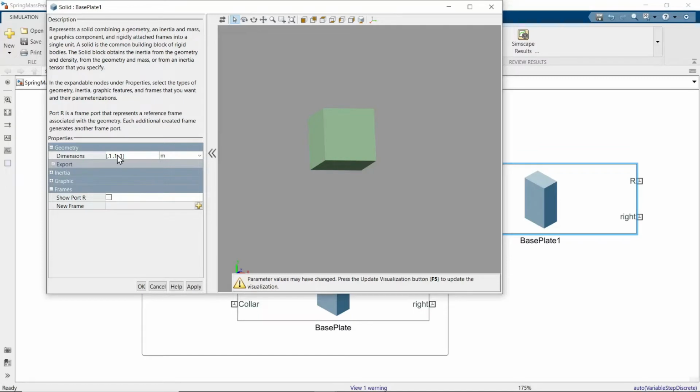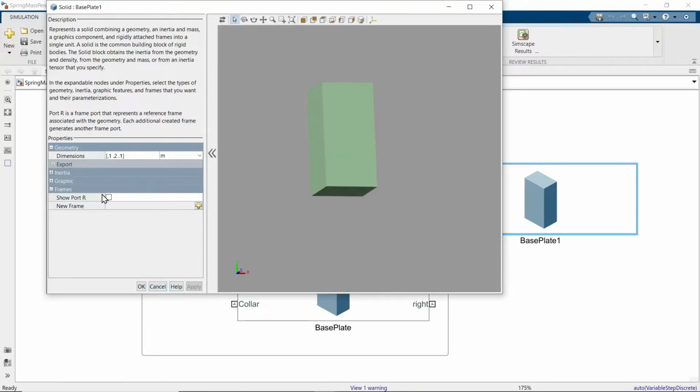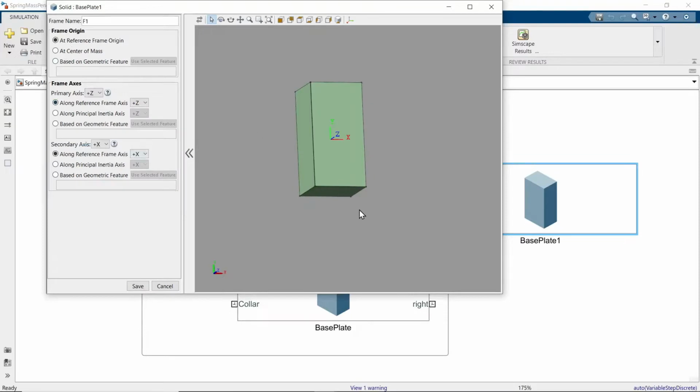Okay, actually, let me make it 0.2 in the Y. 0.2 in the Y, yeah, 0.2. Apply, F5. Yeah, it'll make it taller. Okay. That'll help us with the distinguishing a little bit.